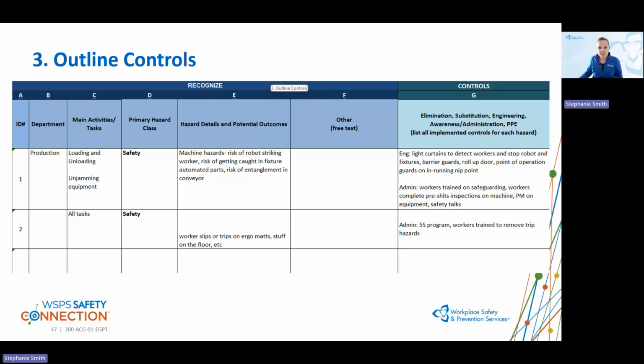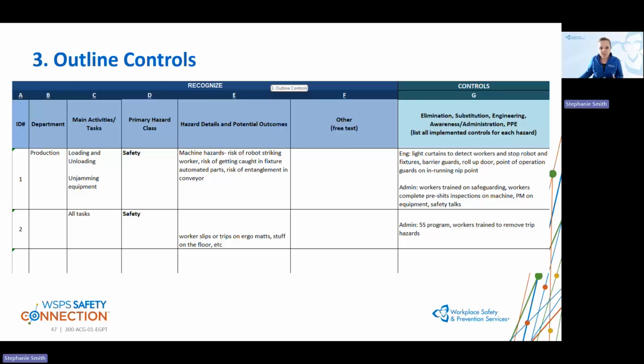And what I'll do is I will expand the hazard description along the side to say, now it's machine hazards. So it's not specific just to robot now. I'm saying it's machine hazards. It's a risk of a robot striking a worker, a risk of getting caught in a fixture, an automated part, a risk of entanglement in a conveyor. So instead of mentioning that 5 times down the line items, I'm mentioning it once because all the controls are the same. It's mostly guarding controls or safeguarding devices. I'm making sure workers are trained on it. So I'm keeping it combined together just to create one less line in my hazard assessment so it's more doable for me later to manage this.